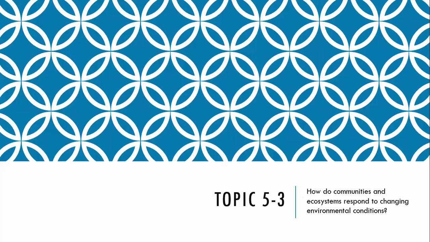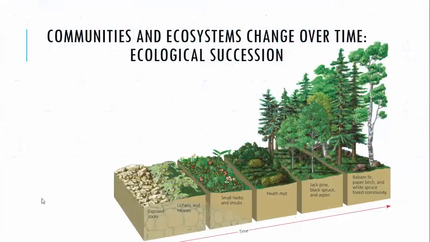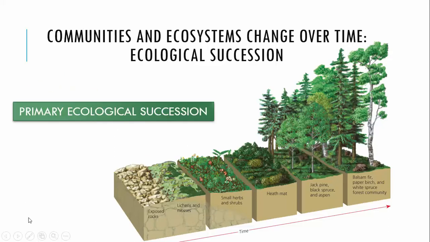Some of the changes that take place in a geographic area can be predictable ones, and that can be described as ecological succession. If ecological succession starts in a virtually lifeless area, such as the area below a retreating glacier, it's called primary succession. So in this picture, we've got primary ecological succession.